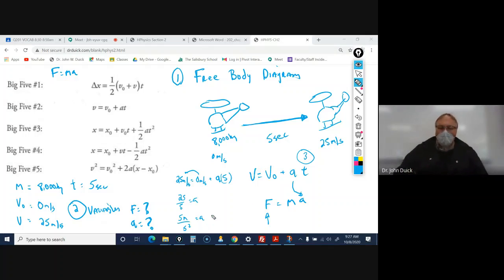And then we're going to take that, stick it in this equation. Okay, so I'm going to take this and get this out of my way. You guys got more paper than I do for doing this. So we're going to say F equals 8,000 times 5. Force equals 40,000 Newtons.